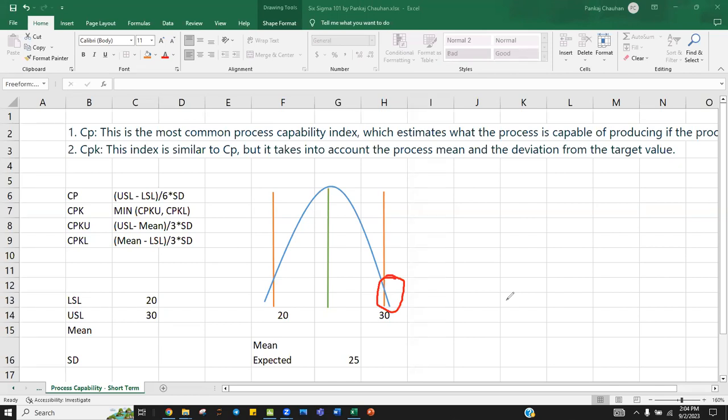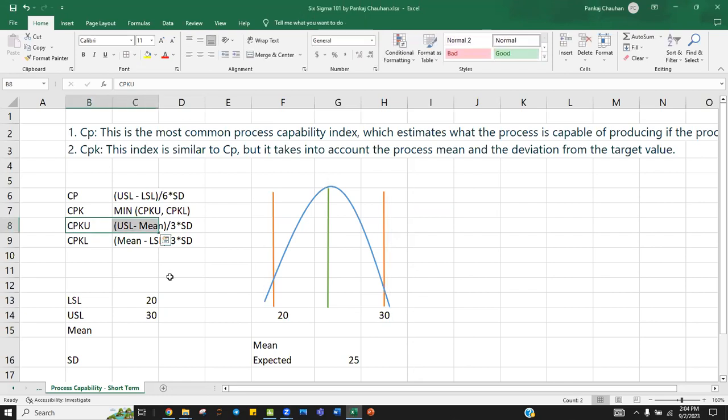In case your value is nominal, as in neither higher is better nor lower is better, your value is supposed to be perfectly in the center, then we'll be calculating the final CPK as CPK-U and CPK-L, whichever is the minimum, and we'll be calculating the CP value as well. Mostly in the one-sided specification, you need not worry about the CP. You can directly calculate the CPK.